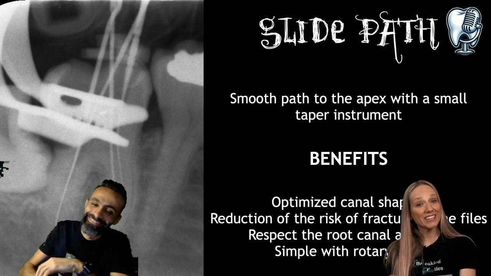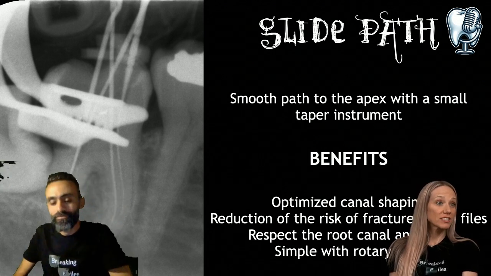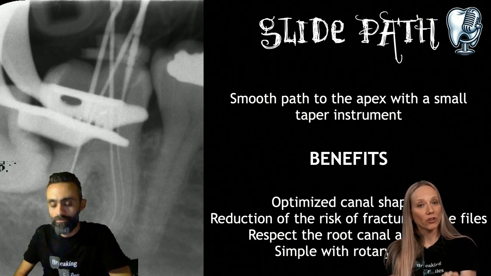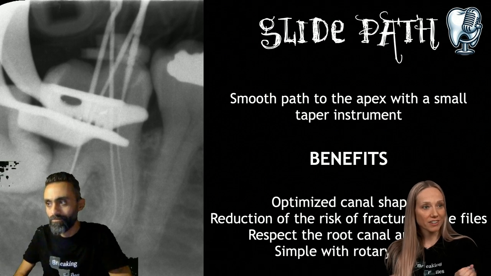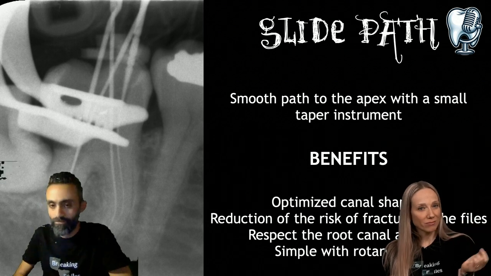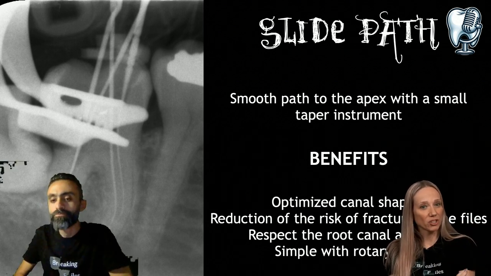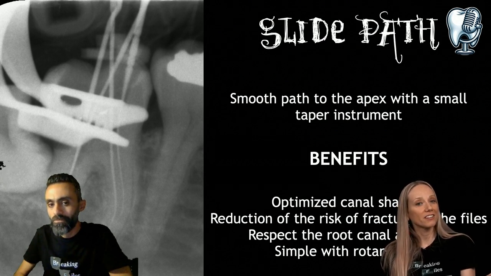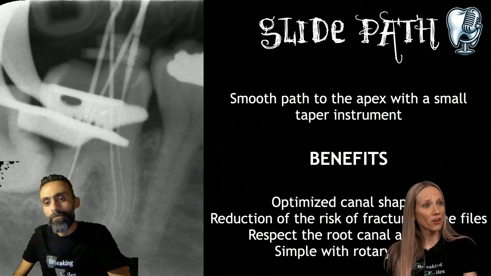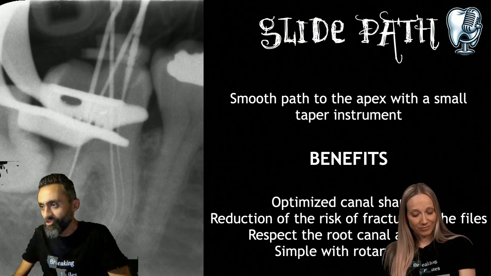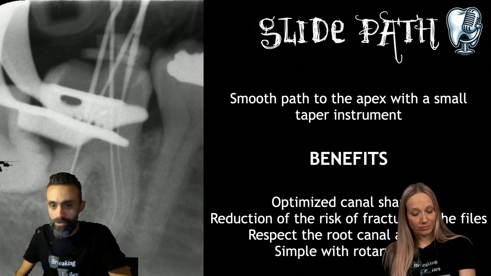But I find it very convenient because I save a lot of time, I reduce the risk of doing ledges, because K files are stiff. They are stainless steel, so they're going to straighten, they're going to maybe do some small ledge if I don't manage them properly. So it's going to give me a better result in a shorter time. Who am I to say no? Exactly. I think this is true. Mechanical means better than manual means.